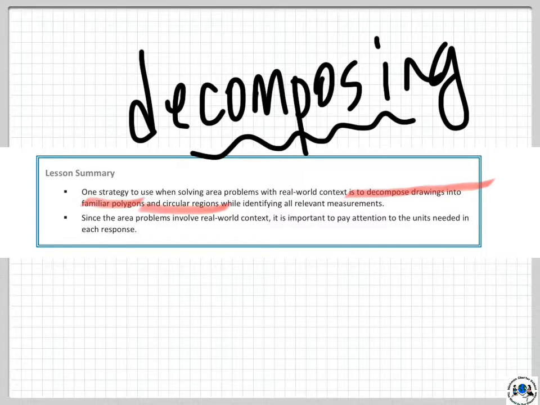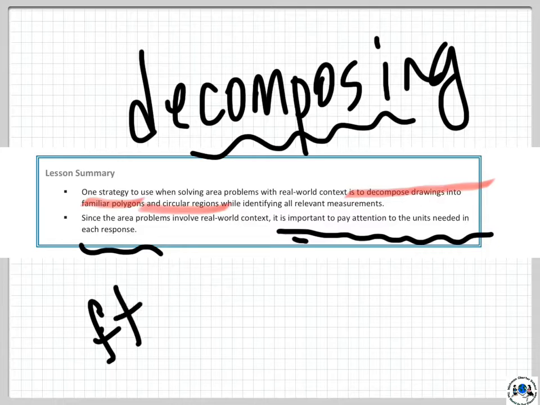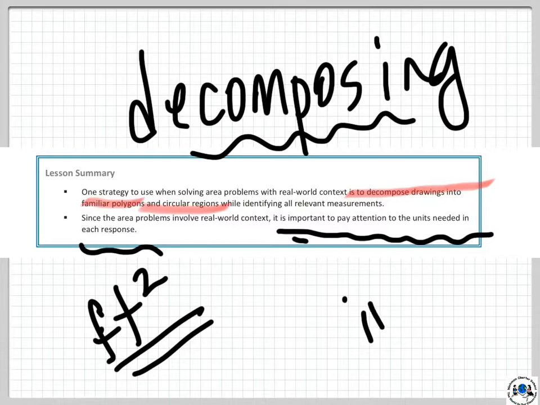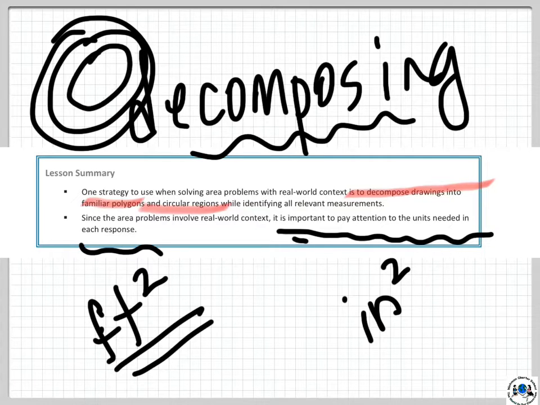So again, decomposing, using strategies such as that with the circular regions, the targets that we did in this lesson. Since area problems involve real-world context, it is important to pay attention to the units needed in each response. That was a bit tricky with the can of paint, because they were talking in square feet, how many square feet one can could cover, but we were getting our answers in square inches because the inches of the dartboard were given to us. We could have converted earlier, but there would have been a lot of decimal confusion. So we needed to convert before we could answer our question with some reliability.